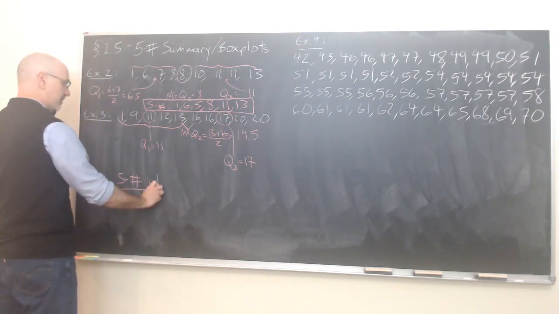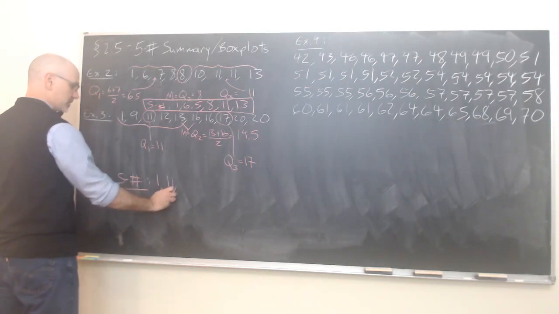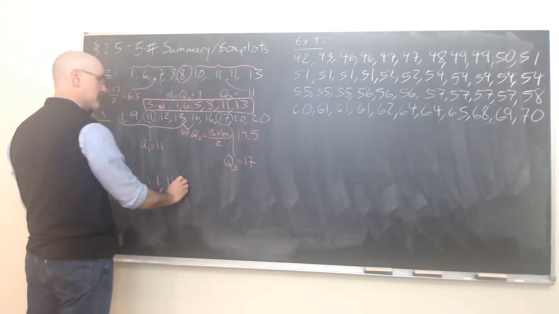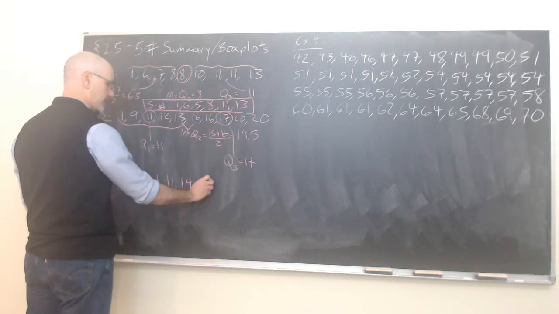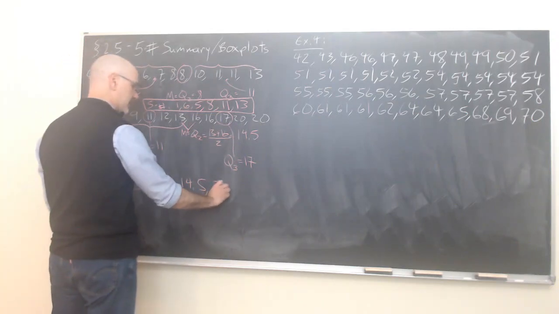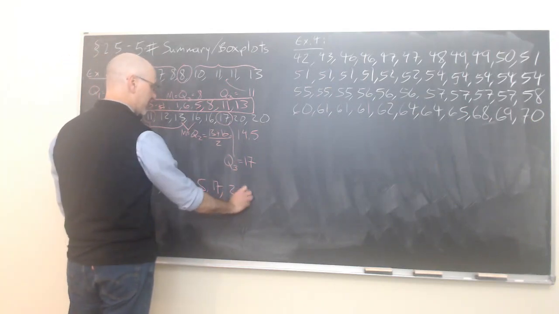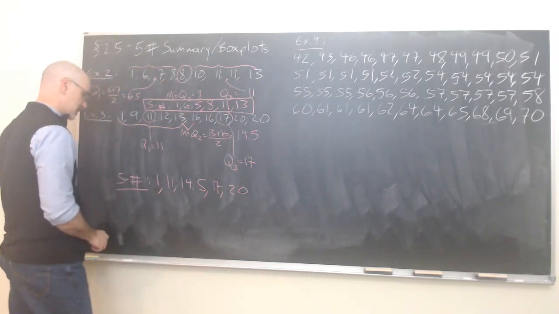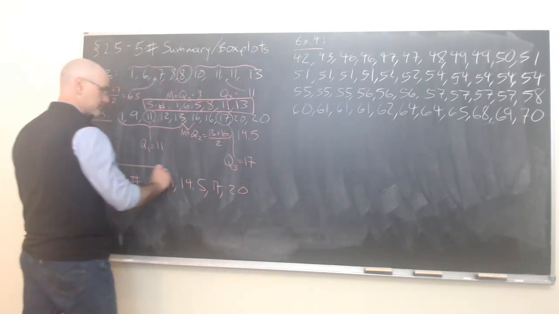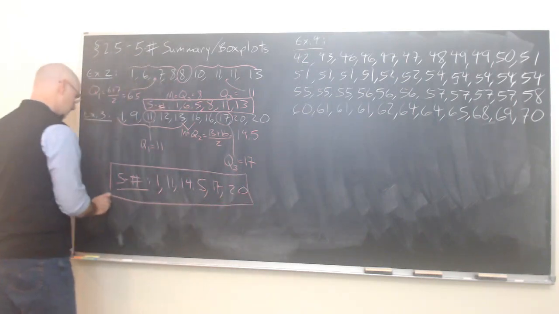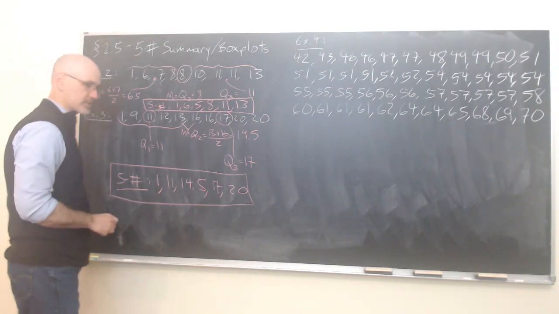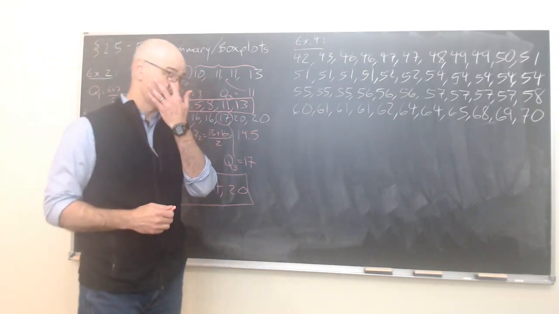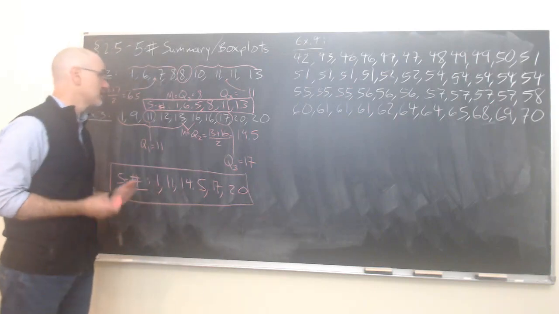It's the minimum value, followed by the first quartile, followed by the median or second quartile, followed by the third quartile, and finally the maximum value, which would be 20 in this case. So in the notes, it only asks you to find the quartiles, but once you have those, then the 5-number summary is not far behind, so we went ahead and did that.